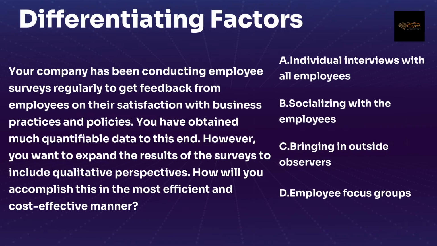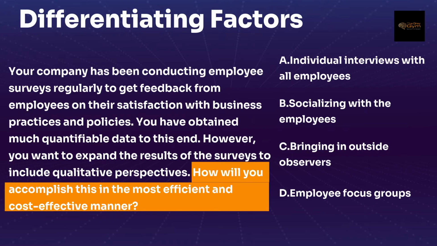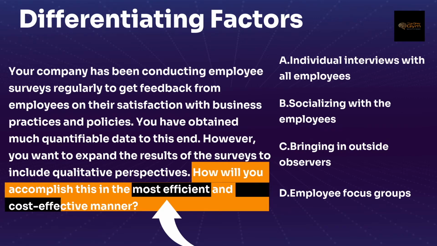Now let's try and find the differentiating factor to help us find the correct answer. So if we understand the question, this is a situation-based question and the actual question is only in the last line after the situation has been explained, which is how will you accomplish this in the most efficient and cost-effective manner? So in this case, we can classify the word most as the differentiating factor. In addition, we also need to take note of cost-effective, which is another differentiating factor.